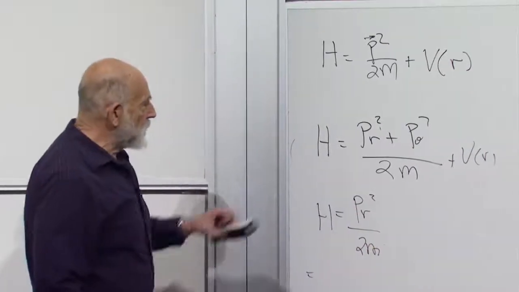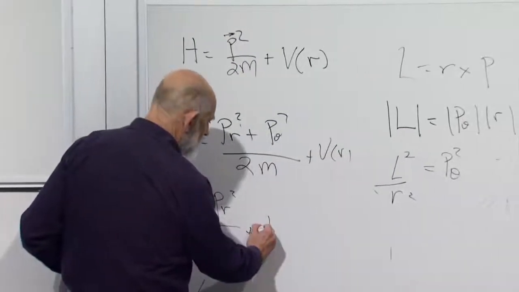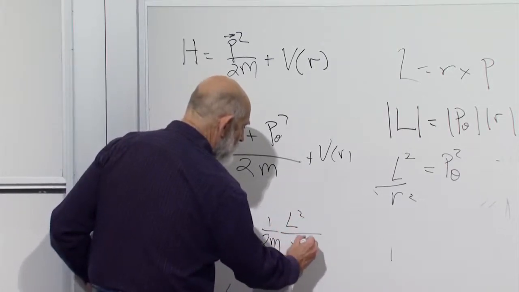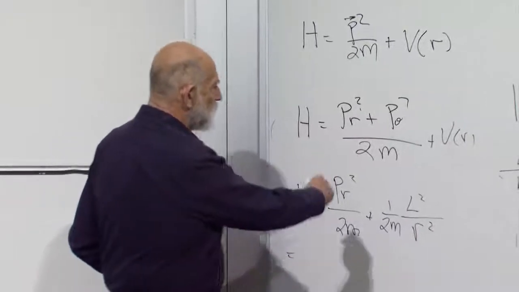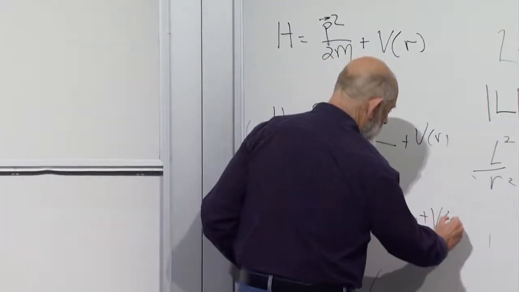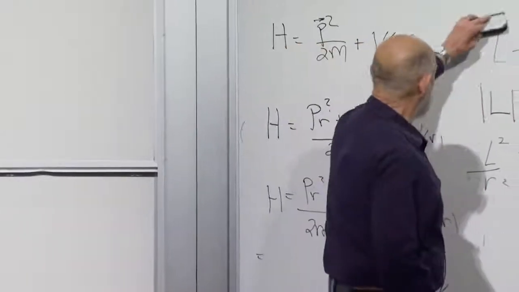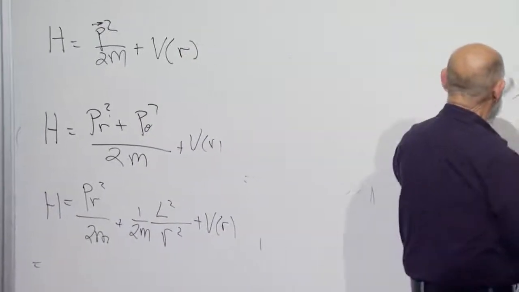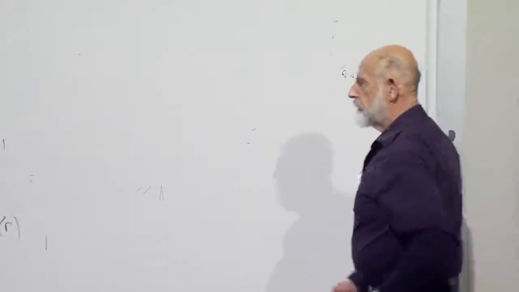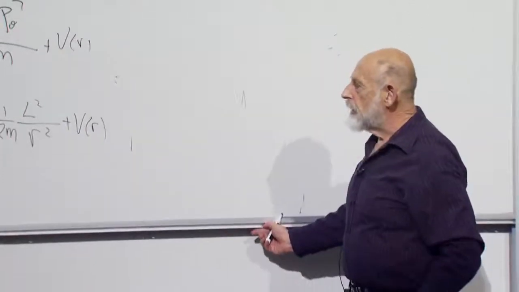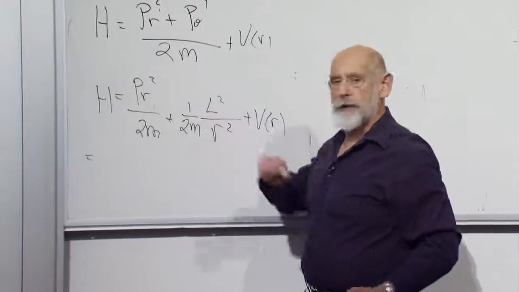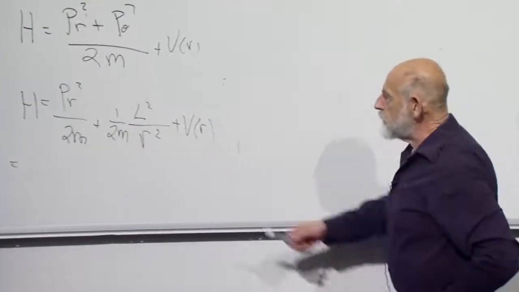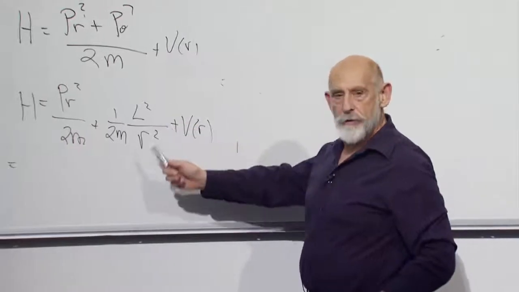But what about p theta squared? P theta squared is L squared divided by r squared, plus V of r. Let's erase all of this now. Look at what we have. We have a problem which for all practical purposes could be thought of as a problem in one dimension, namely the radial direction, p r squared, plus a potential energy V of r, plus another term in the potential energy.